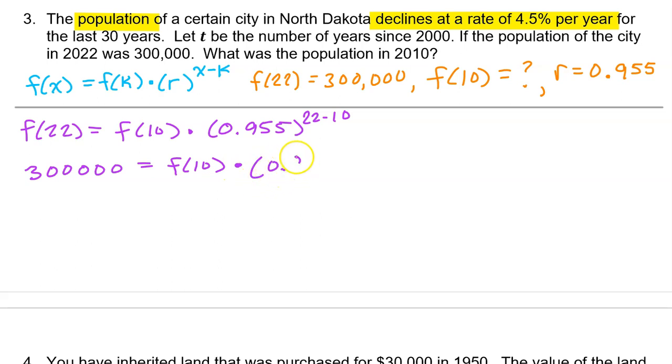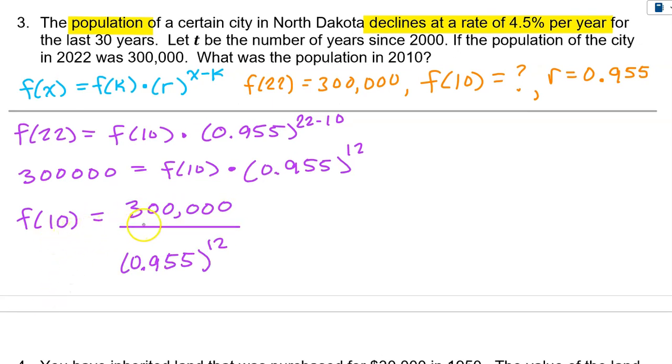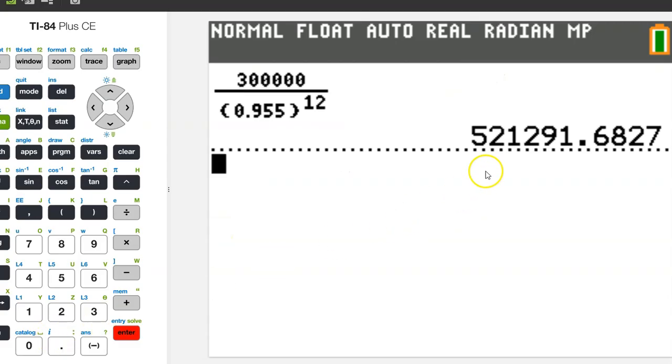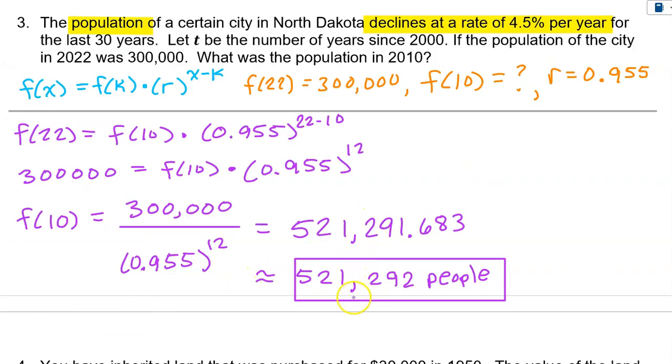times 0.955 to the 12th power. We are looking for f at 10. So let's just divide both sides by 0.955 to the 12th power. We will get f at 10 equals 300,000 over 0.955 to the 12th power. Just put this in your calculator. So here's the value of f at 10. In 2010, the population is about 521,292 people.